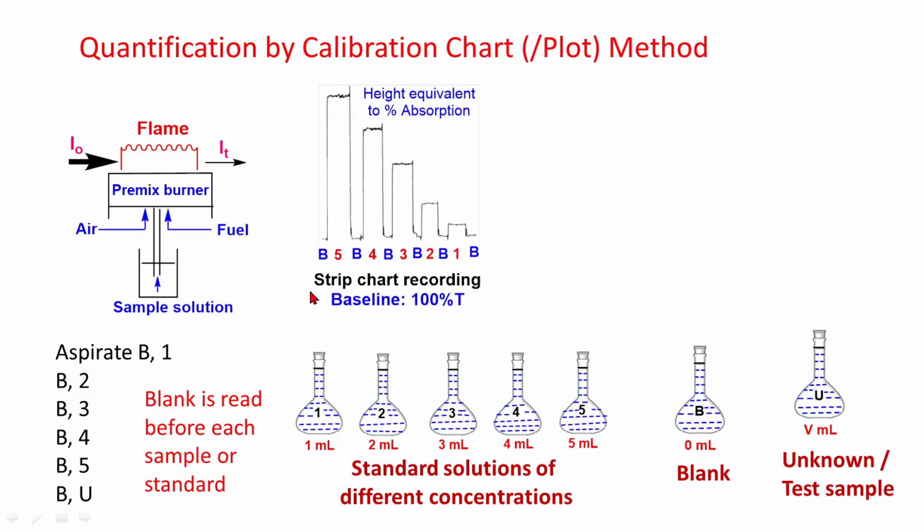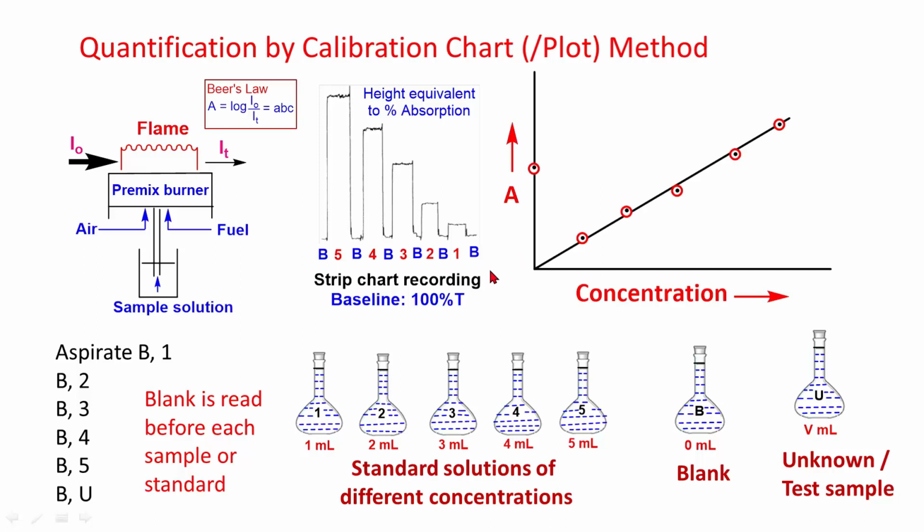Strip chart recording. This is the absorbance versus time. Initially, absorbance is set to 0 for the blank. Then this is absorbance due to sample number 1, then blank. Absorbance due to sample number 2, then blank. Absorbance due to sample number 3, and so on.